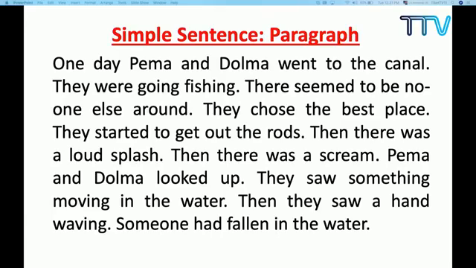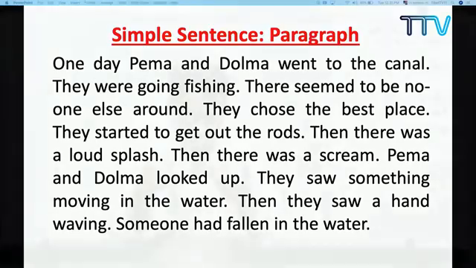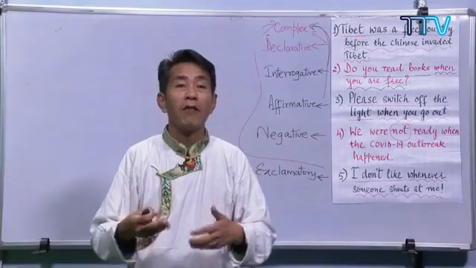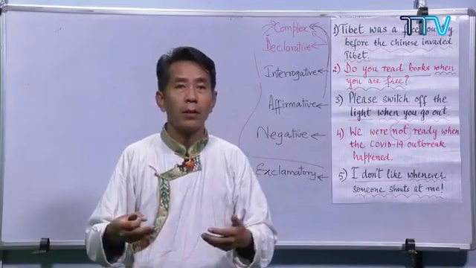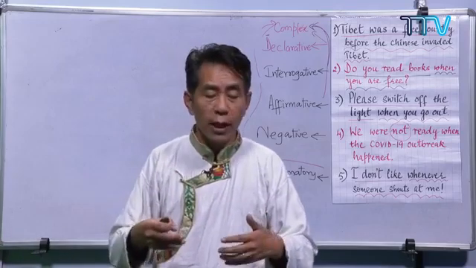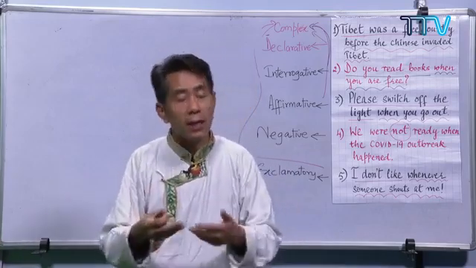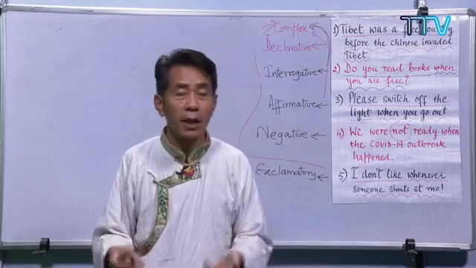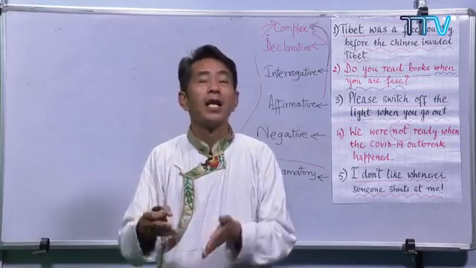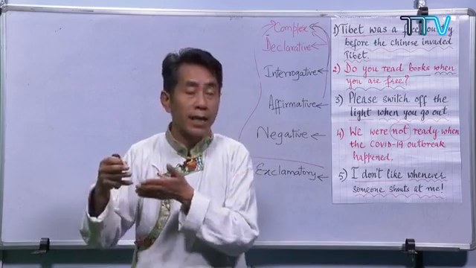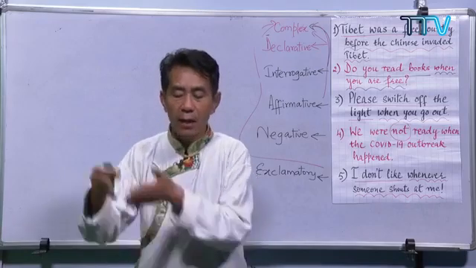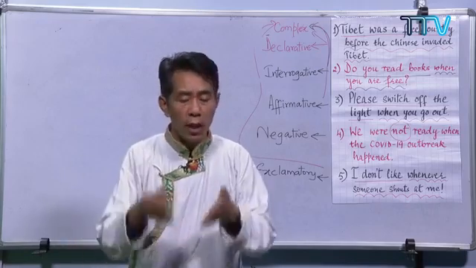In a simple sentence, we can also have a compound subject. We can also have a compound verb. Even after having two verbs, the sentence remains simple. For example, Tashi ate and played in the class. Tashi ate and played in the class. So, Tashi ate and played.